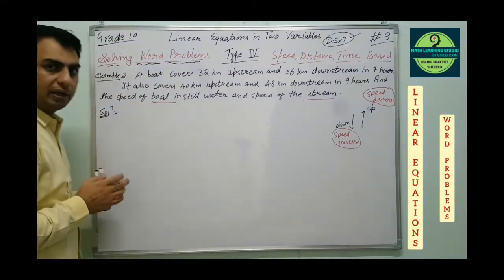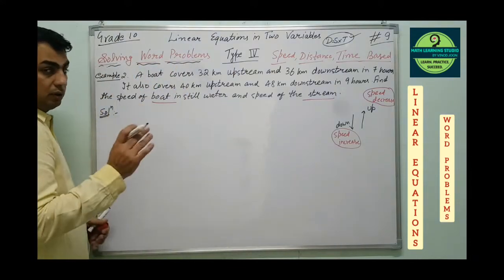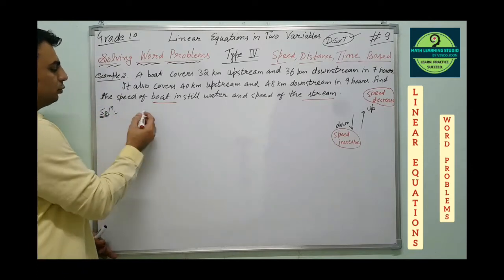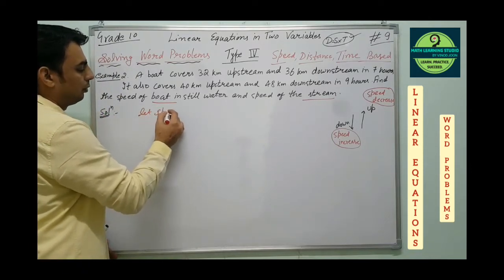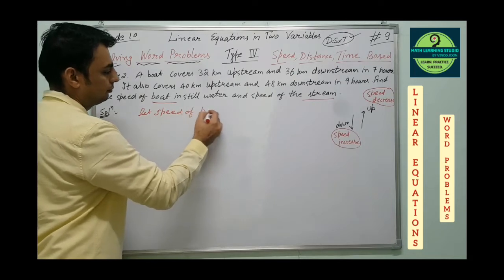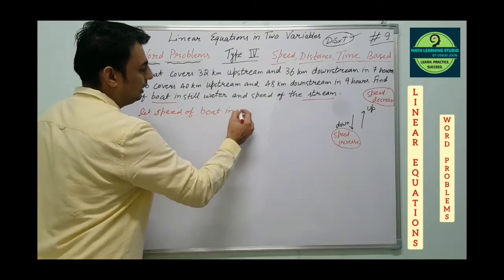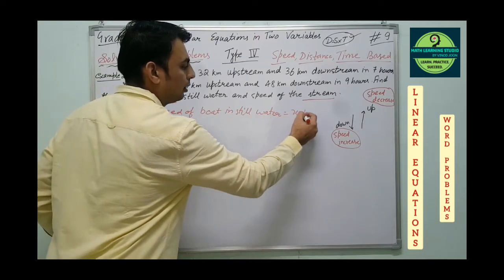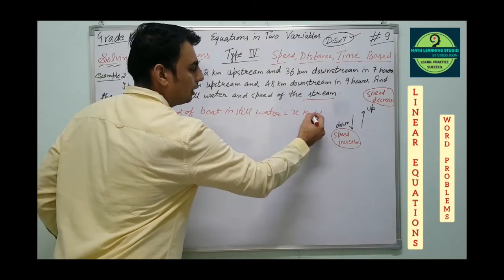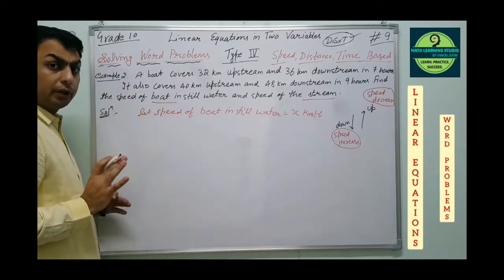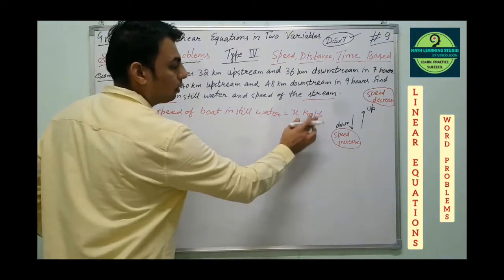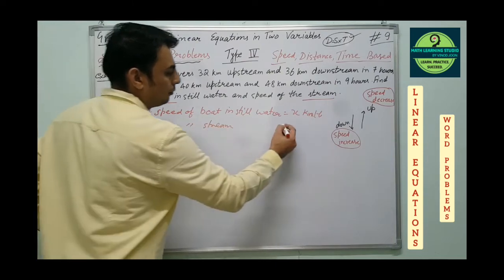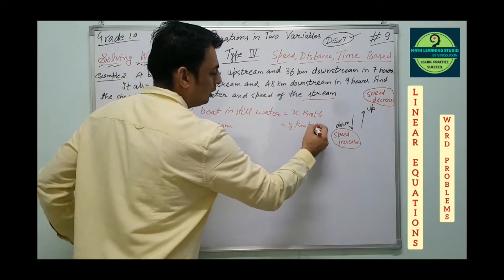Alright? Now we can solve this question, and as I just told, we'll let both of these speeds be x and y. So we'll say let the speed of the boat in still water. Now still water means when the water is not moving. When it is still, okay? It is not moving, it is not flowing. So the speed of the boat in still water, say x, and we can take the speed of the stream to be y kilometers per hour.